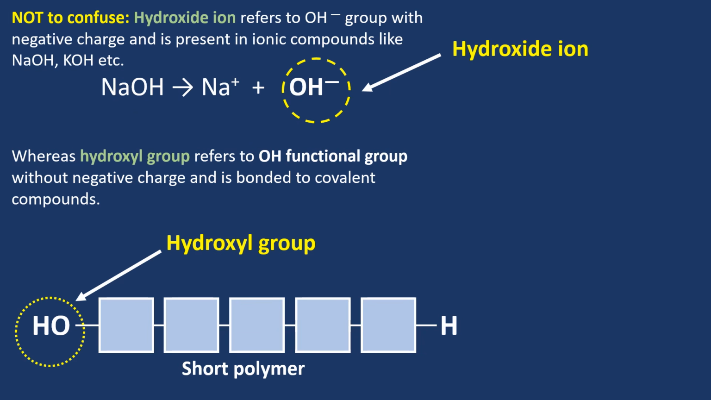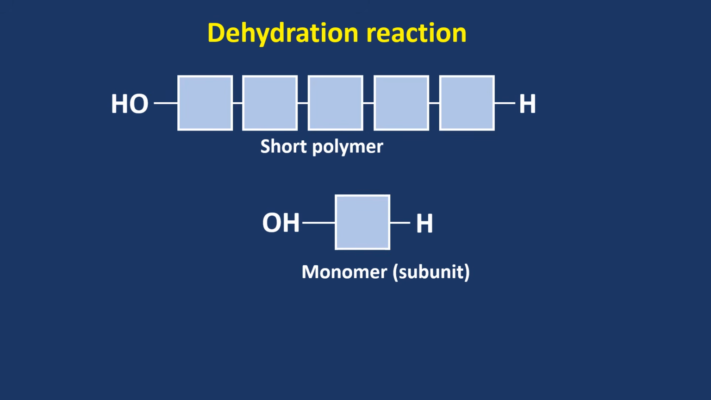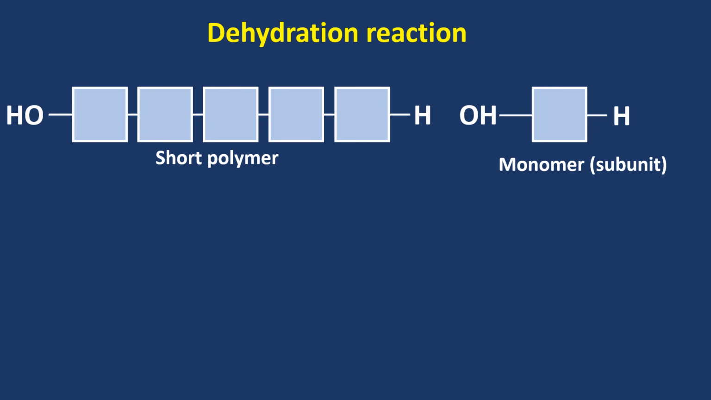It is important not to confuse the hydroxyl group with the hydroxide ion, which we have discussed earlier as part of dissociation reactions in water. The hydroxyl group is the functional group attached via covalent bonds. Now let's say we want to extend this short polymer. If it is a protein, the monomer we will add is an amino acid. If it is a carbohydrate, it will be a simple sugar.